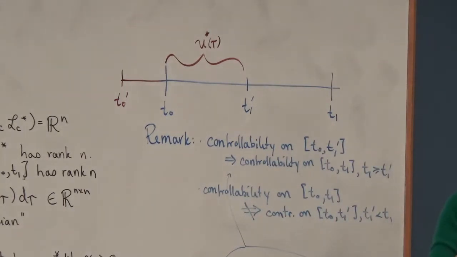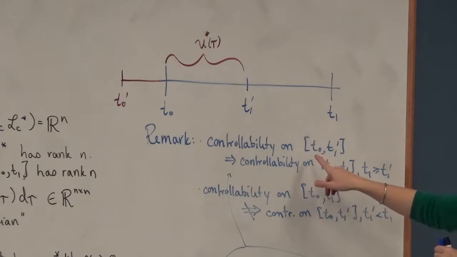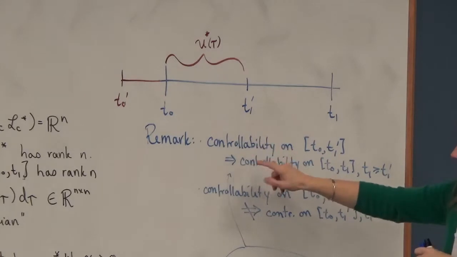I think the first implication written after the remark is not true. Because suppose from T0 to T1 prime, your system is completely controllable as you would like. But after T1 prime, both A and B go to 0. Then you can no longer steer T1 to any vector. Yeah, but that's fine. So what we've written here is correct.